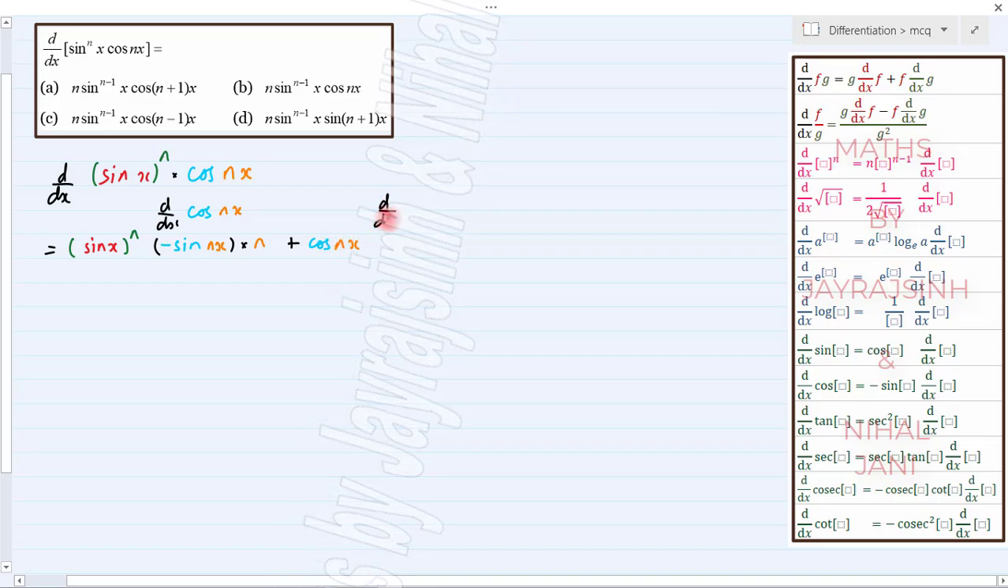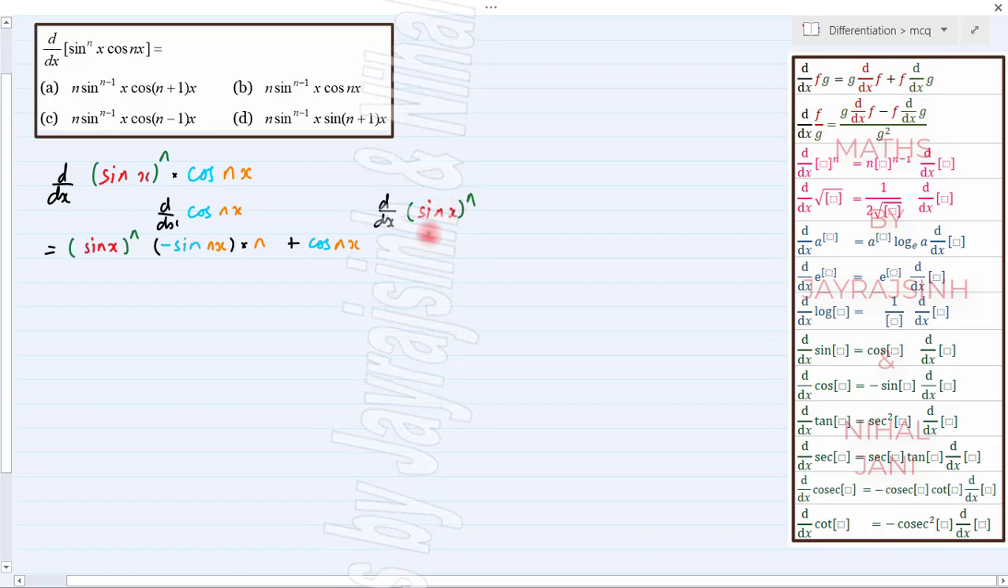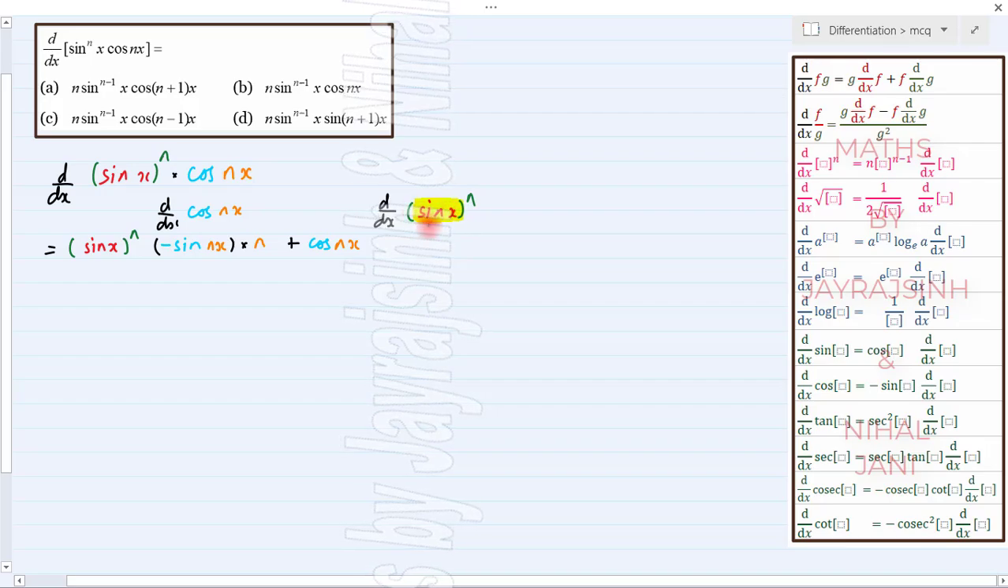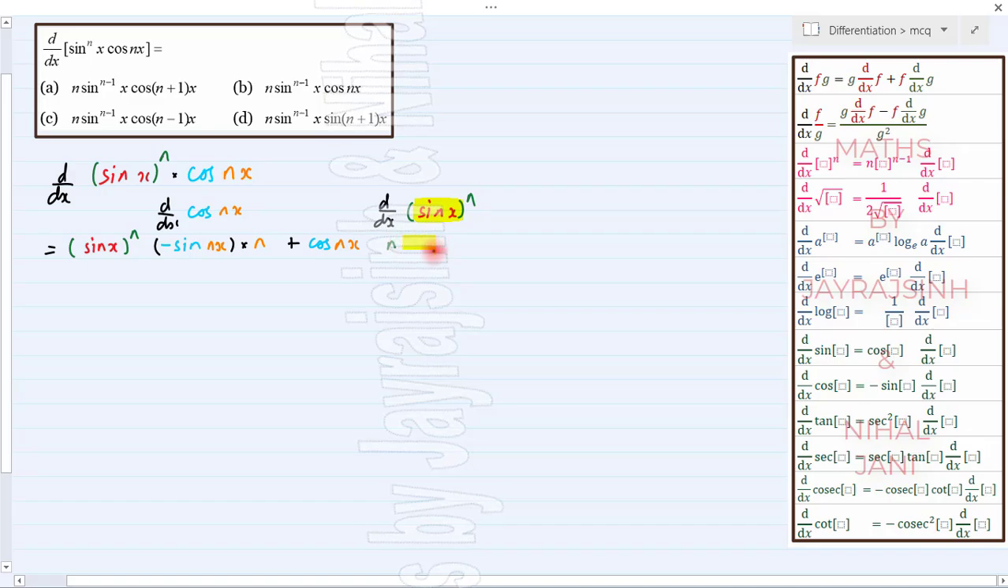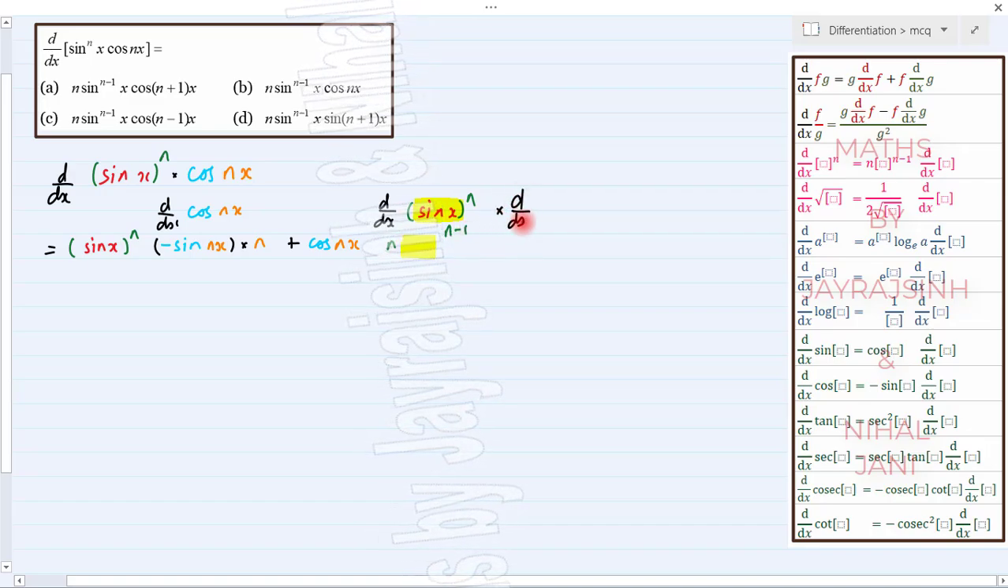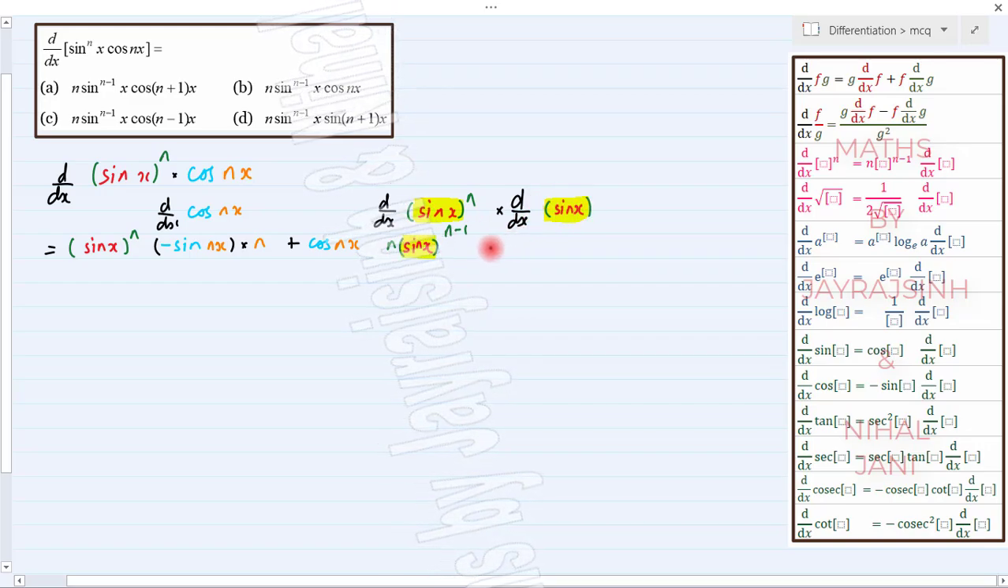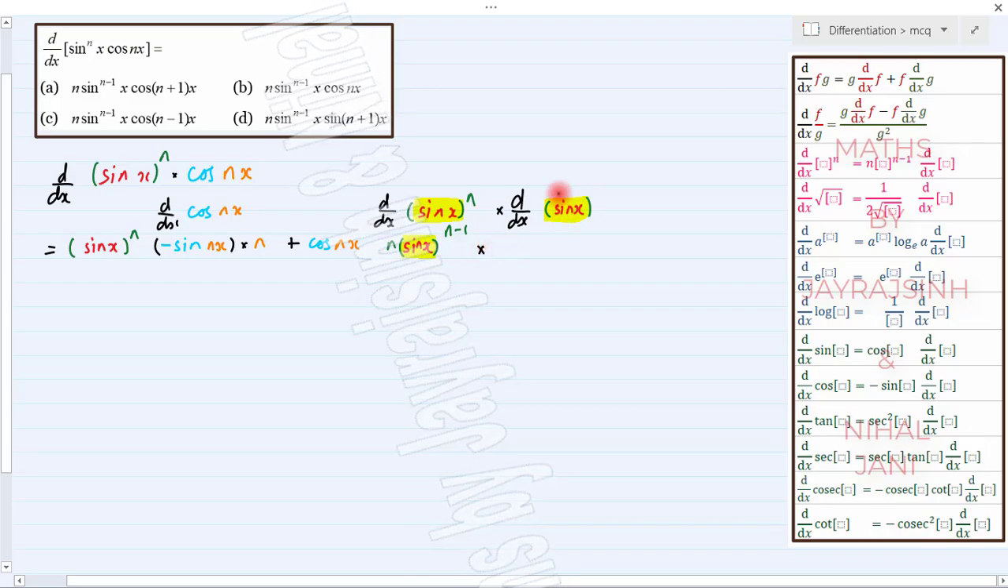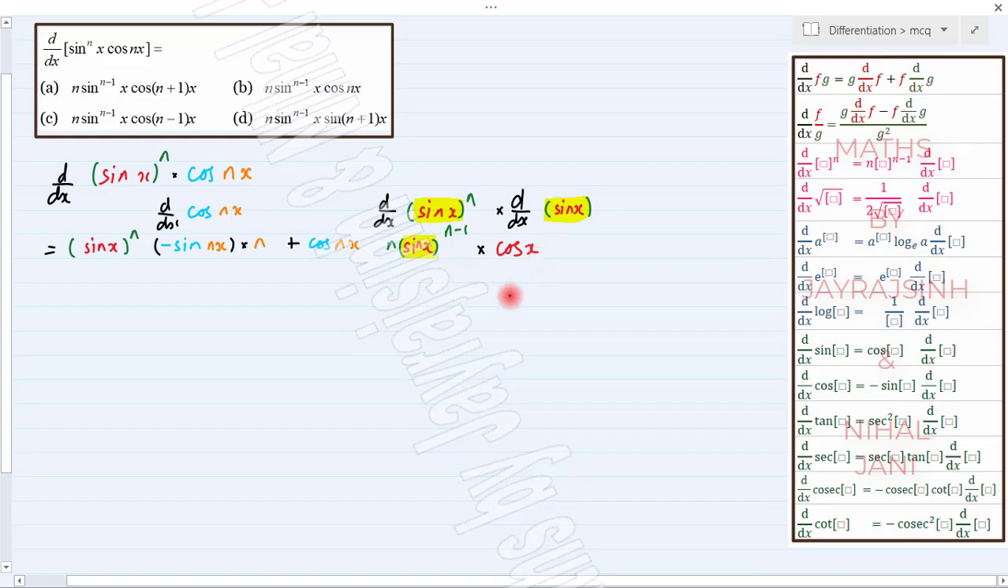Now we have to differentiate your sin x raised to n. And for that, we have to consider box around the sin x. So differentiation of box raised to n will be n box raised to n minus 1 into differentiation of your box. And we know that within the box we have sin x. So we just have to multiply differentiation of sin x, which is nothing but cos x.